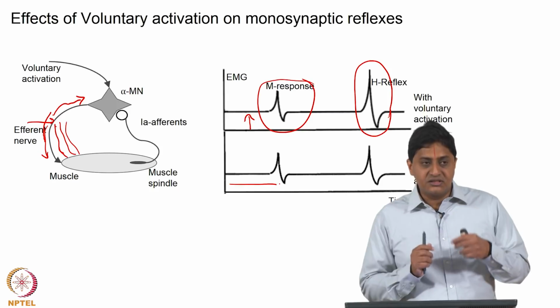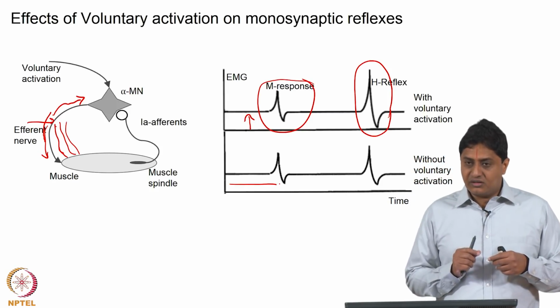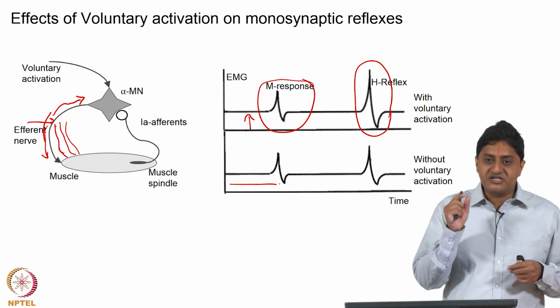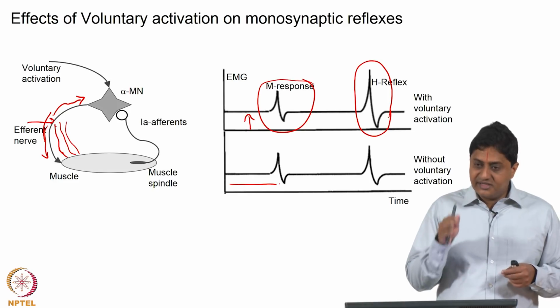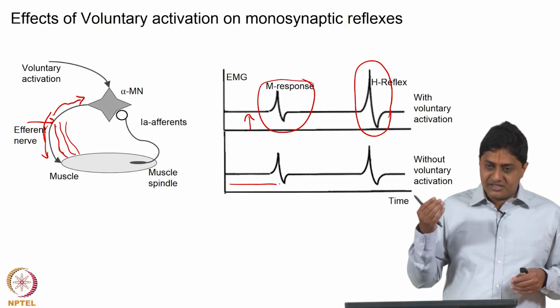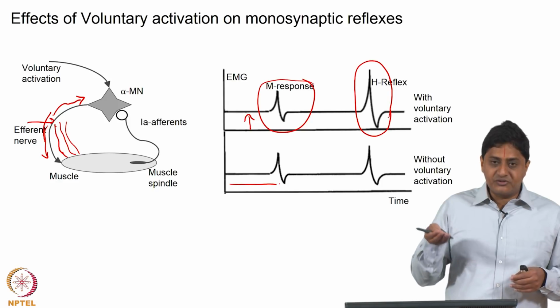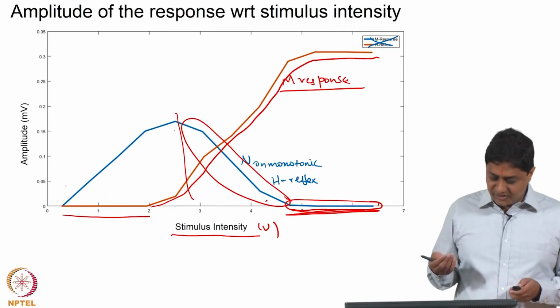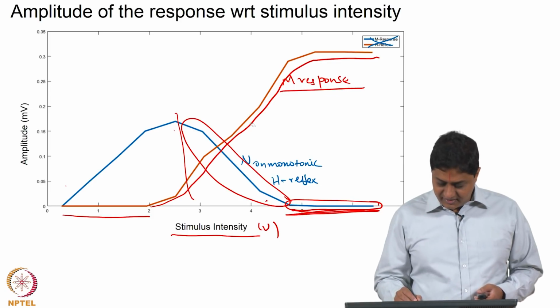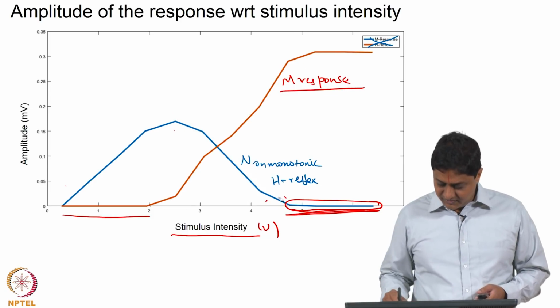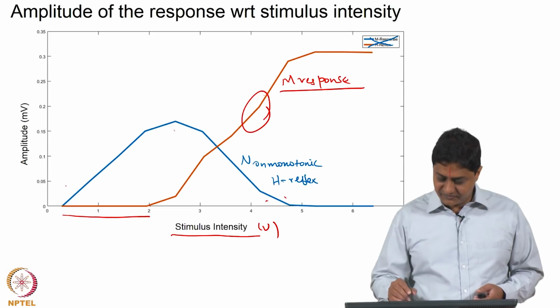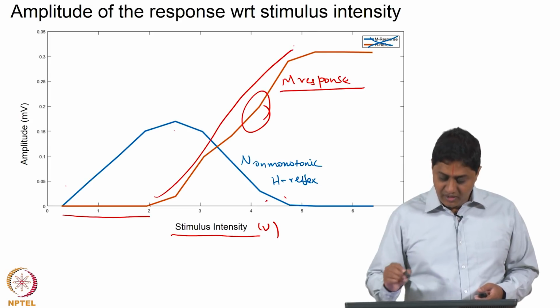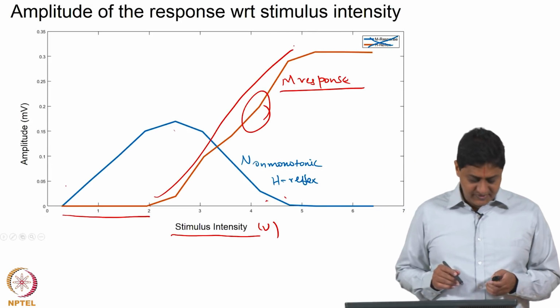The alpha motor neuron with the smallest diameter gets recruited first, and the amplitude can be increased. As the stimulus amplitude keeps increasing, the response will keep increasing, which is what you see as the red plot here. It's a relatively monotonic response. This is what happens with the M response.